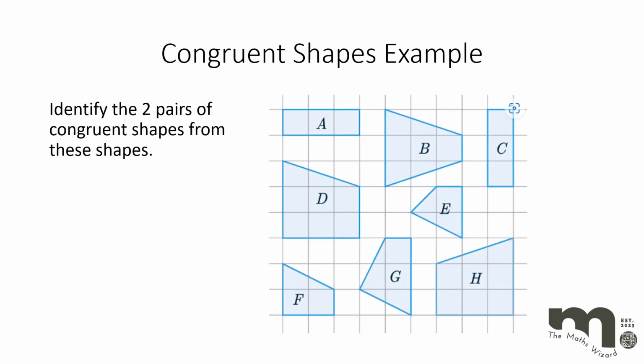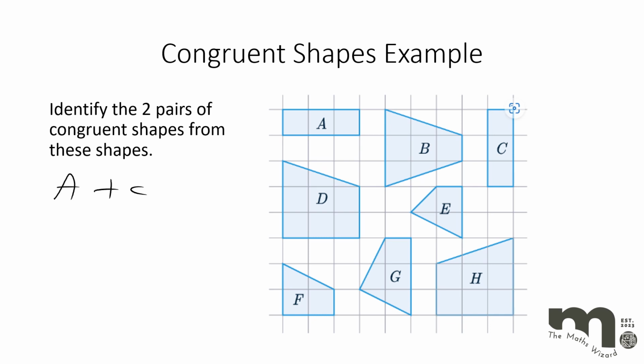Right, let's have a look at some examples then. So one typical question they might ask you in an exam is they might just ask you to identify some pairs of congruent shapes. So I'd like you to pause your video and see if you can figure out which shapes out of these are congruent. Okay, let's have a little look at this then. So one pair we've got is A and C.